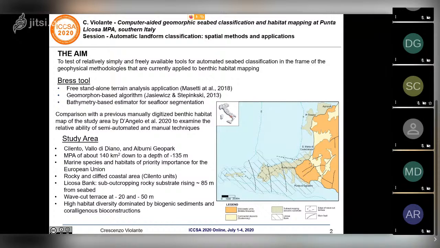The study area is in southern Italy, in Cilento, and is a marine protected area that was established in 2009 on the basis of marine species and habitats of priority importance for the European Union. The marine protected area is about 140 square kilometers wide, and it goes down to a depth of about 135 meters.